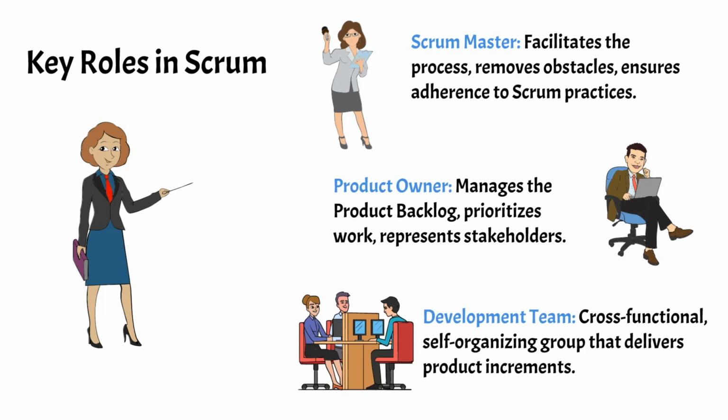Development Team: this is a cross-functional group of professionals who do the actual work of delivering a potentially shippable product increment at the end of each sprint. The development team is self-organizing, meaning they decide how best to accomplish their work, which fosters creativity and ownership. The combination of these roles ensures that the Scrum team is well-rounded and capable of delivering high-quality products.